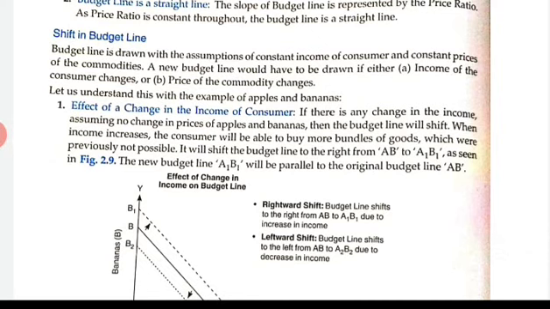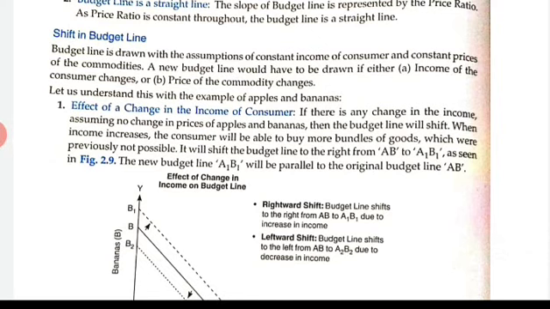So let us understand this with the help of the example of apples and bananas. Suppose first we will see the effect of change in the income of the consumer. If there is any change in the income of the consumer, assuming no changes in the prices of apples and bananas, then the budget line will shift.